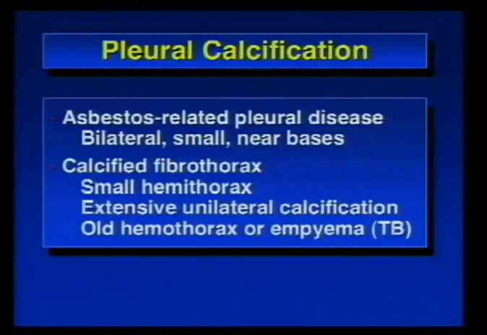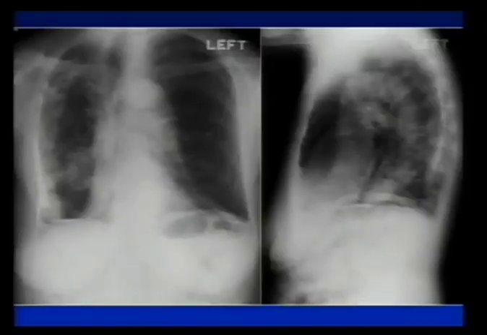On the other hand, in contrast, calcified fibrothorax is a different type of pleural calcification. It essentially is extensive calcification, and it's unilateral. The hemithorax can be smaller than the opposite side, and it's most commonly due to old hemothorax or empyema, especially tuberculous empyema. So look at an example. Look at the extensive unilateral calcification. Left is completely normal, or virtually normal, the pleura. And on the right, you see that it's smaller, extensive unilateral calcification. This is calcified fibrothorax due to either TB or prior hemothorax.